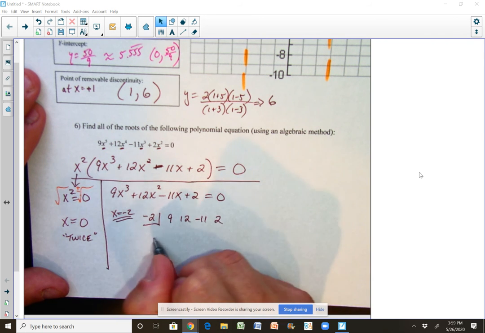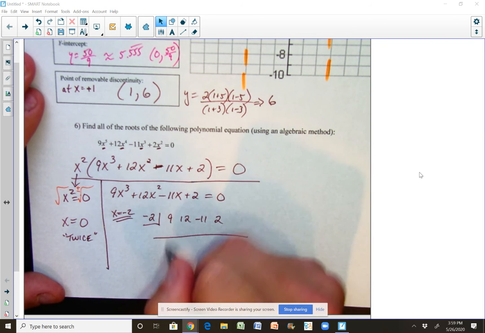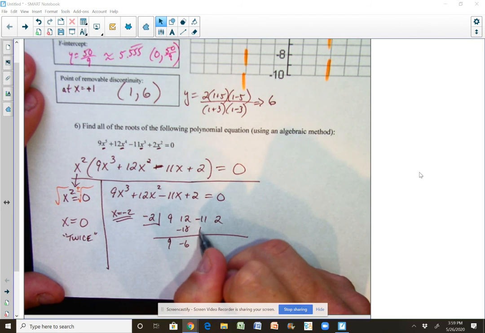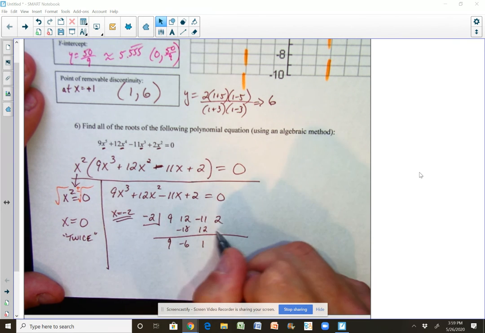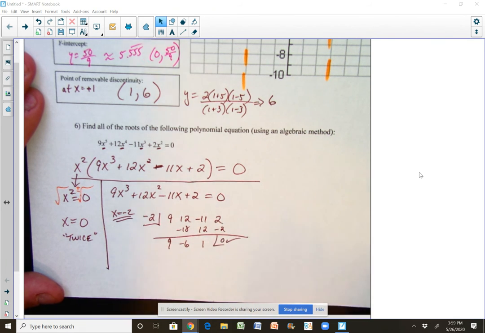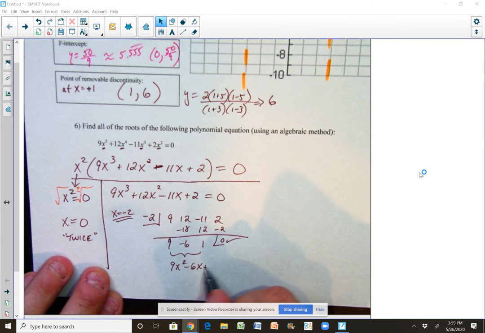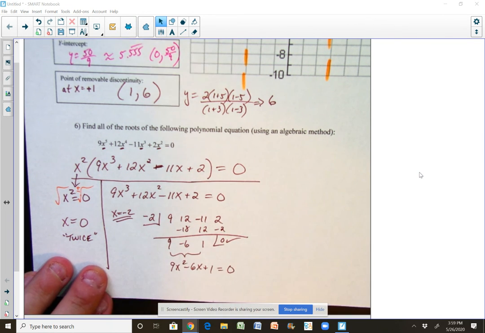All right, so here's the process now. We add straight down, multiply diagonally. Add straight down, and multiply diagonally. We add straight down, and multiply diagonally. And sure enough, it's what we expected. 0 comes out to be the final remainder. So now what we're left with is 9x squared minus 6x plus 1, and I want to solve that equal to 0.